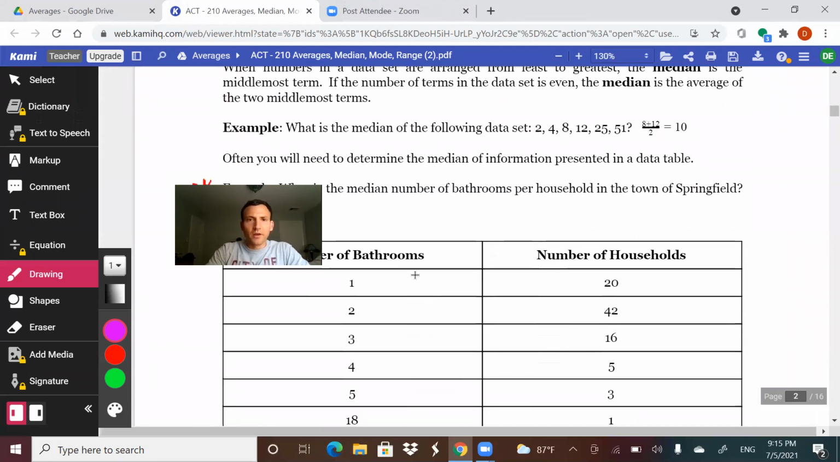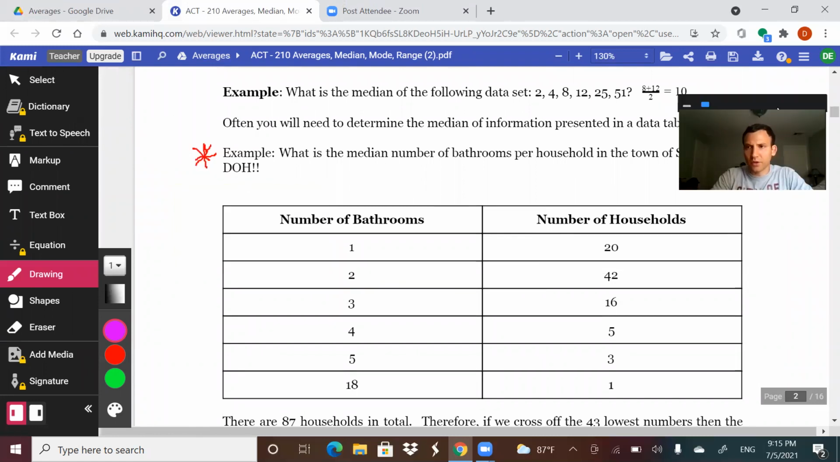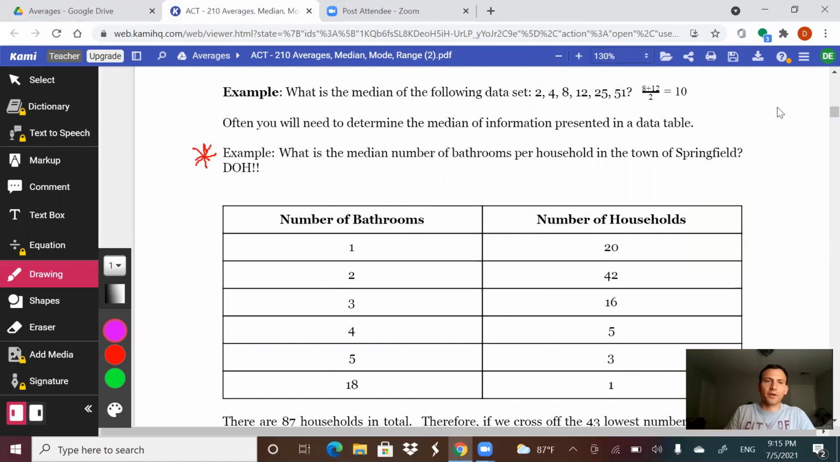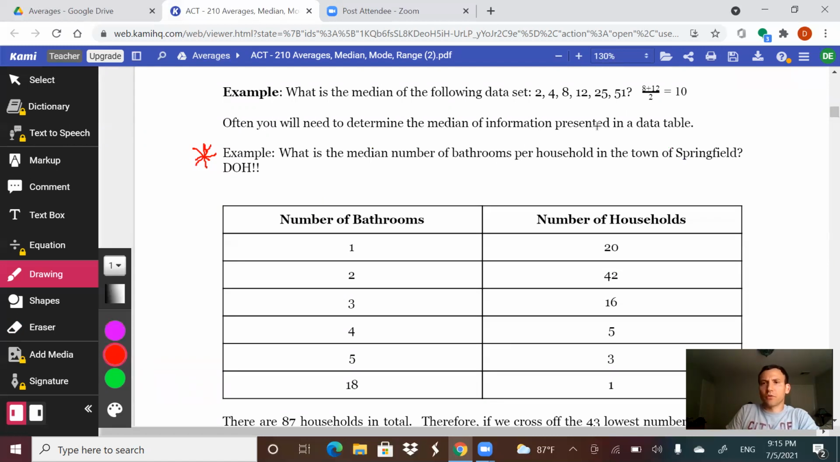Okay, so median is just the number that's in the middle. If you need more on that, you can read the explanation above, but I'm assuming most people feel pretty comfortable with median here. If you organize all the numbers in order, it's the one that's smack dab in the middle. And if you have an even number in the data set, so if you have 2, 4, 8, 12, 25, and 51, that's a data set of 6 numbers.